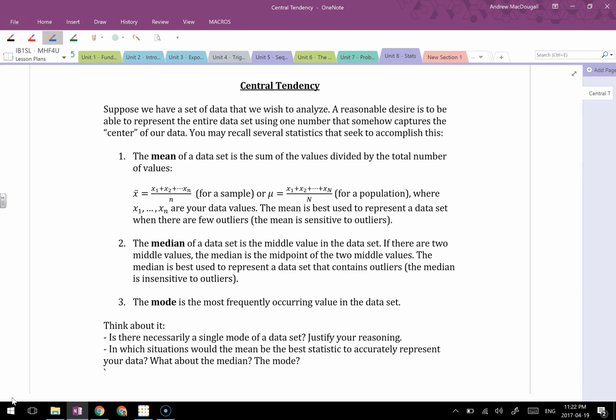Hi guys, today's video is the kind of intro lesson to our new unit, which is statistics. Statistics is the analysis of sets of data, which you can collect through surveying, measurement, and experiments. Sometimes it's given to you, which will usually be the case for us. And we want to analyze it in different ways.